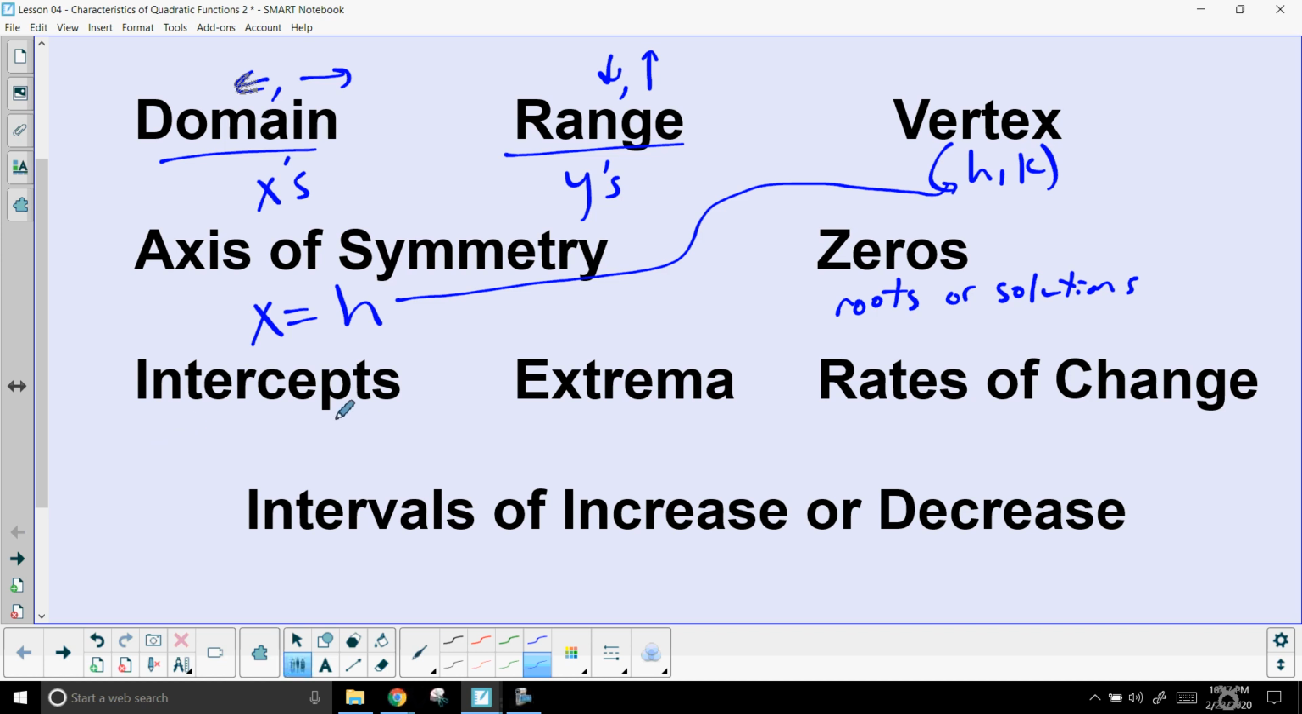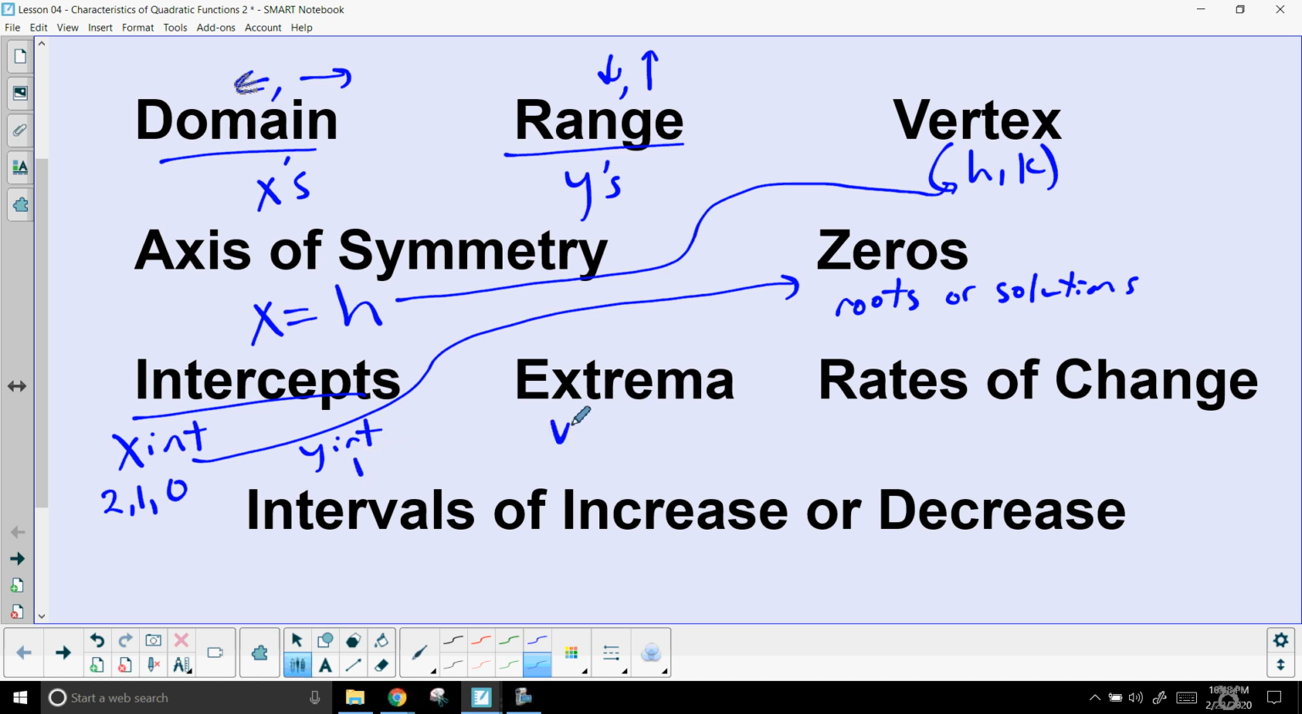X-intercepts, y-intercepts, because it crosses the x-axis, y-axis, etc. Remember the x-intercepts also tie into the zeros. X-intercepts, remember, could be 2, 1, or 0. Y-intercepts, there's always 1.